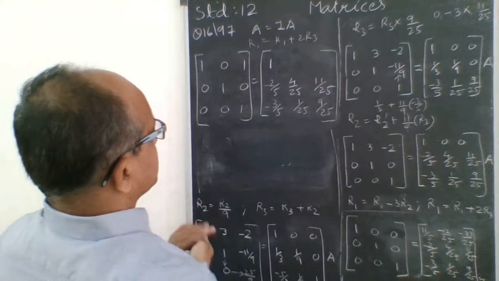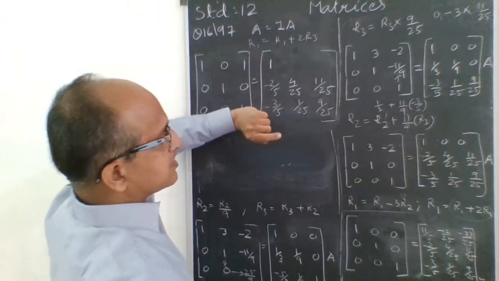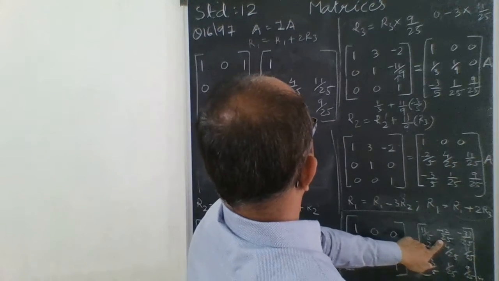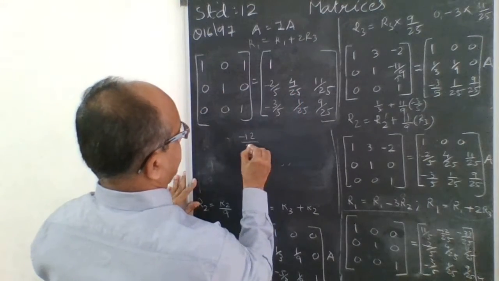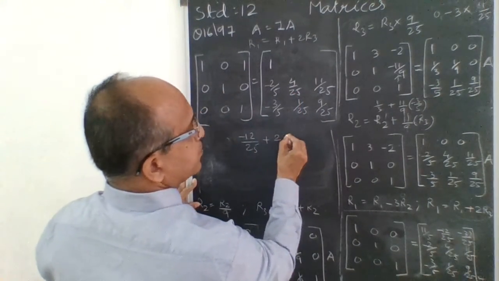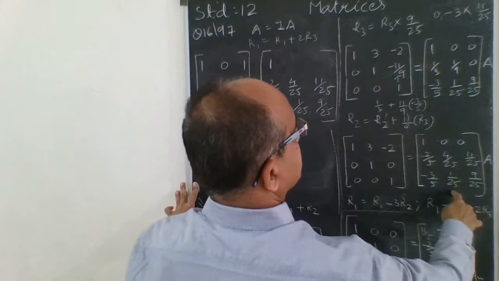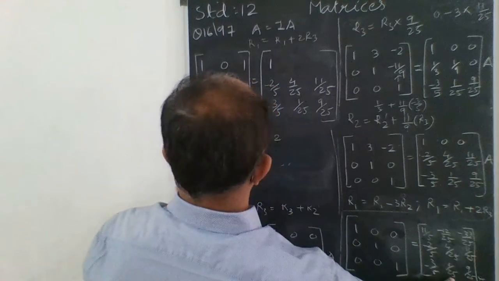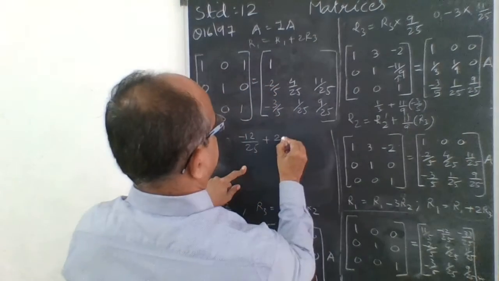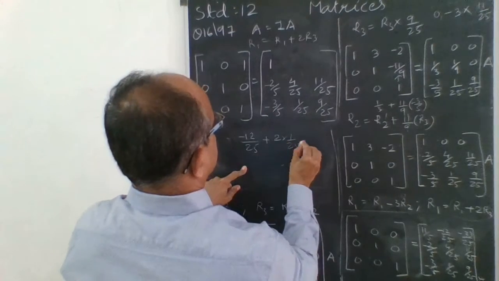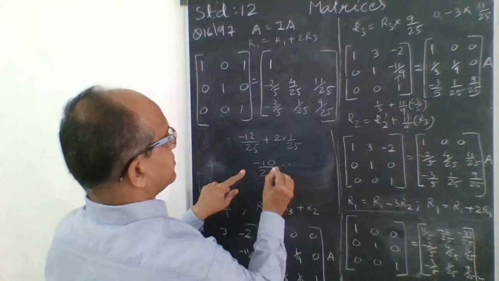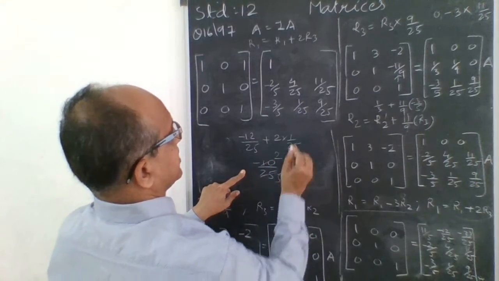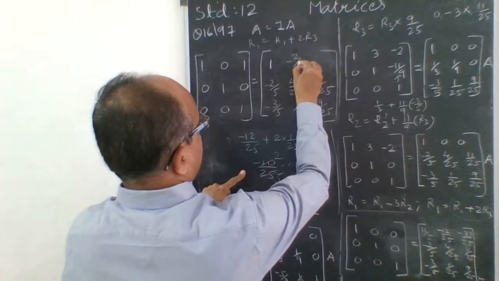Okay. Now similarly, second. This is what, R1, that is minus 12 upon 25 plus 2 into R3. R3 is what? Here 1 upon 25. So we are getting minus 10 upon 25. So 5 2s are 10, 5 5s are 25. So that means minus 2 upon 5.